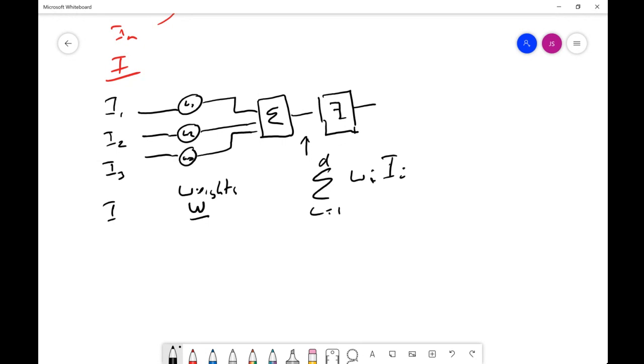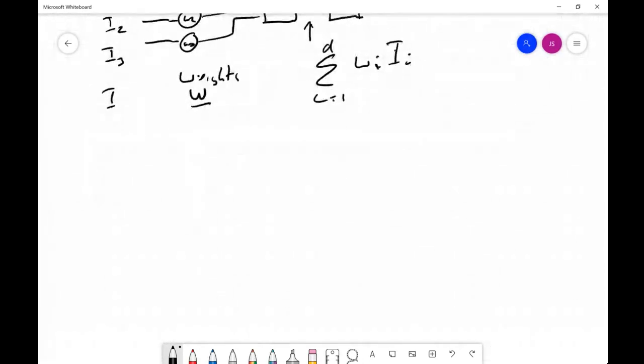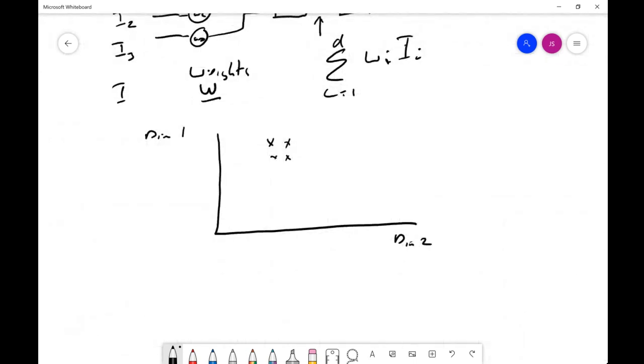Now, how does this behave? Well, even with 3 dimensions, it's difficult to draw. So let's just go down to 2 dimensions, and this can be dimension 1 and dimension 2. And input patterns will be vectors. Let's have a class of patterns here, and we can draw them as points. So that's class A. And let's have another class of patterns down here, B.